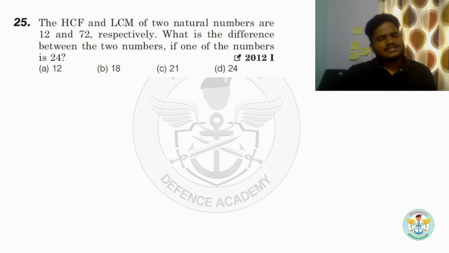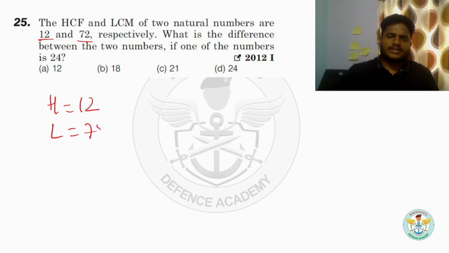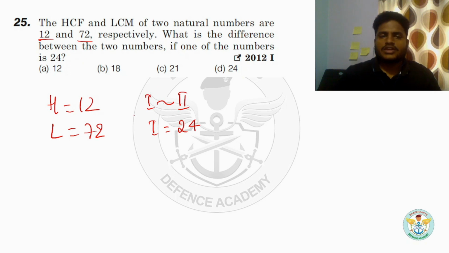Now understand, this is a slight variation of the same sum. HCF and LCM of two natural numbers are 12 and 72 respectively. HCF is given as 12 and LCM is given as 72. What is the difference between the numbers? Now they want the difference between the numbers. If one of the numbers is 24, what will be the difference between the two numbers?